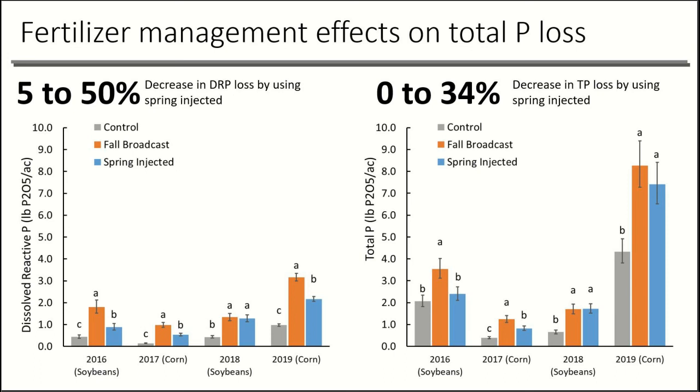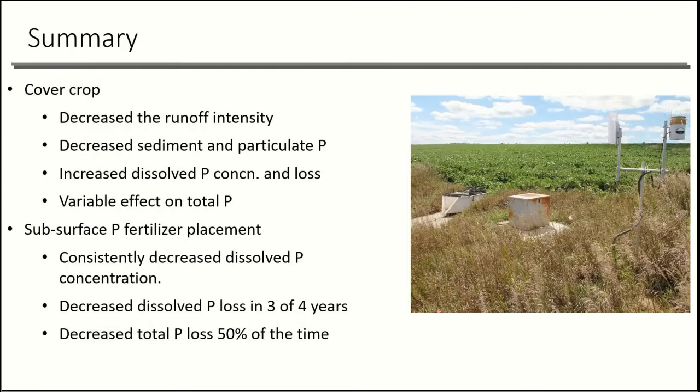For total phosphorus, again, about the same thing, just a little bit less of a reduction. 0 to 34%. Significant reductions happened in 2016 and 2017. There was a tendency in 2019 for that reduction, but a lot of variability in total phosphorus loss makes it hard to detect those differences. Overall, had about a 16% reduction in total phosphorus and 33% reduction in dissolved reactive phosphorus.